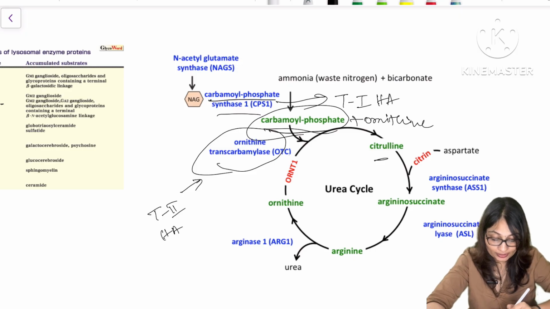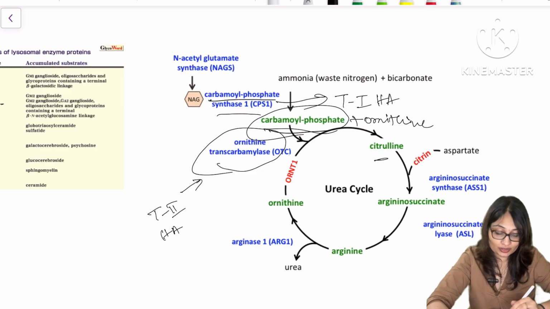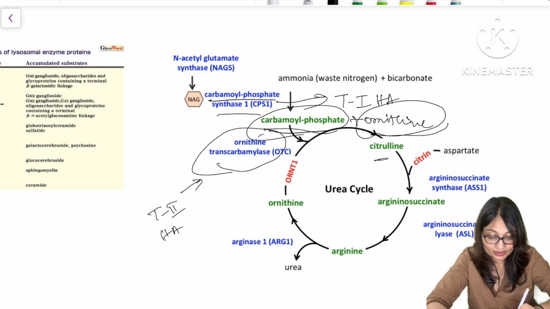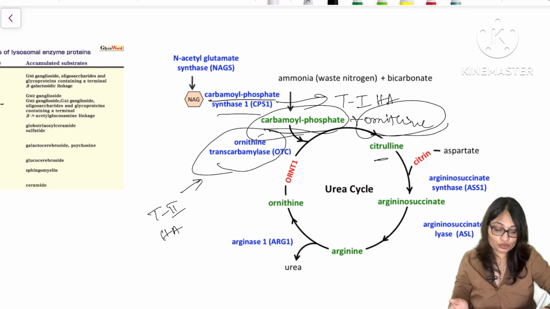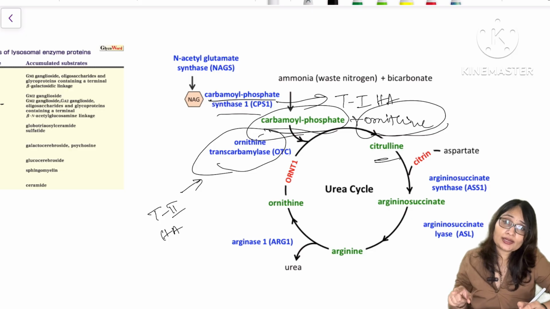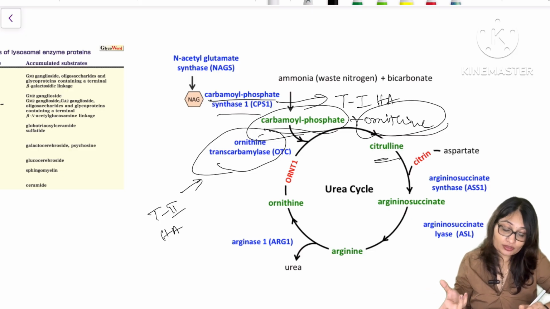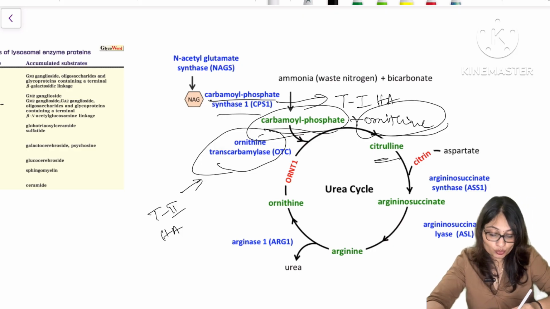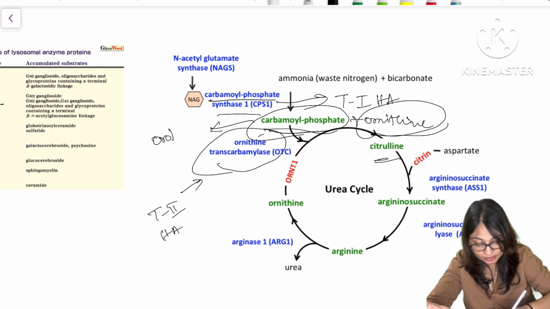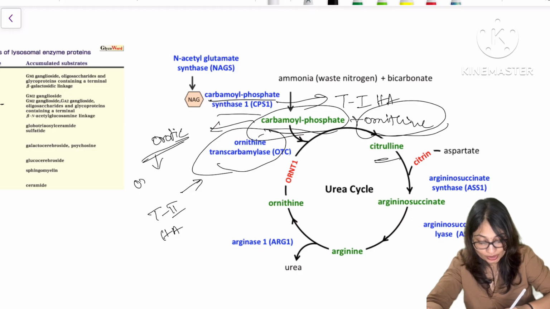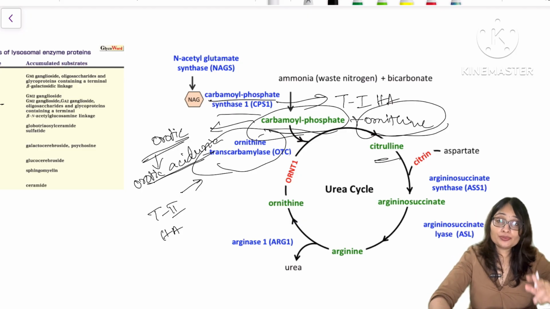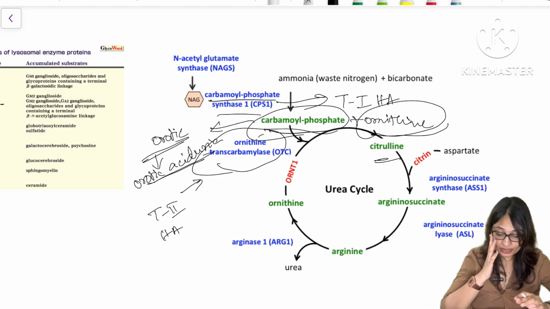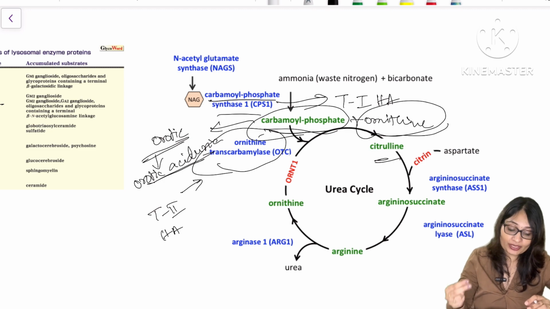If ornithine transcarbamylase is defective, ornithine and carbamoyl phosphate cannot combine to form citrulline. So what happens to this carbamoyl phosphate? It goes into pyrimidine synthesis, the nucleotide synthesis pathway, and gets converted to orotic acid. There is going to be orotic aciduria. So type 2 is characterized by orotic aciduria. The differentiating point between type 1 and type 2 is the presence of orotic aciduria in type 2.